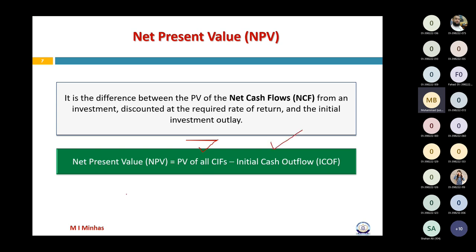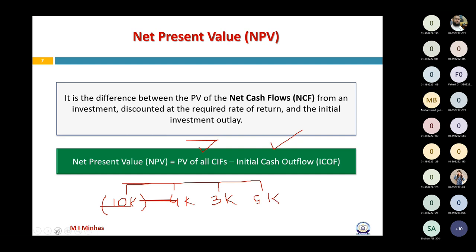Let me explain it with the same example that we just discussed. Our investment is 10,000 here, correct? Are you with me, sir? Our investment, let's say, is 10,000 here. And in the first year, we were expecting to get 4,000. In the second year, we were expecting to get 3,000. And in the fourth year, we were expecting to get 5,000, right? This was the example that we just discussed before coming to this slide.